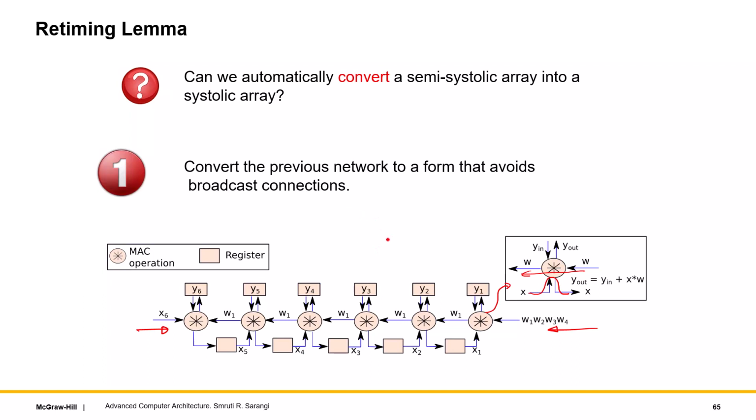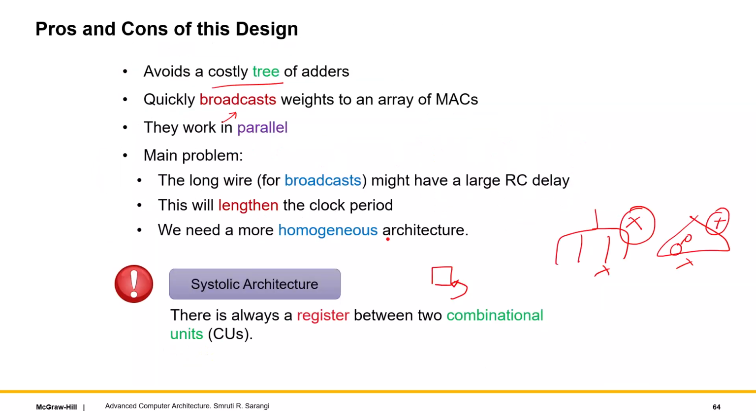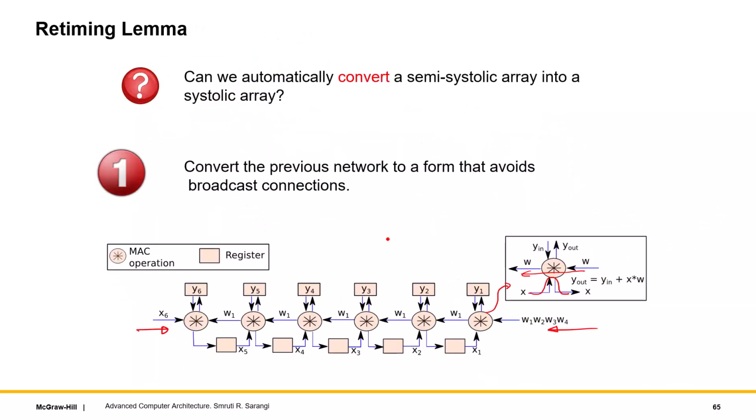So what we did is that the earlier broadcast connection, which was over here, we are still having the same, but we are making it, think of it as an intermediate step before we convert this fully into a systolic array.